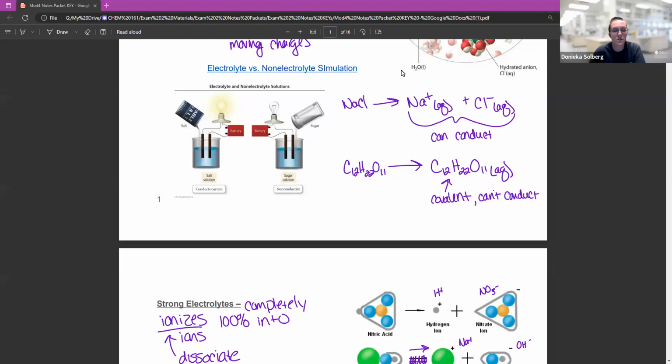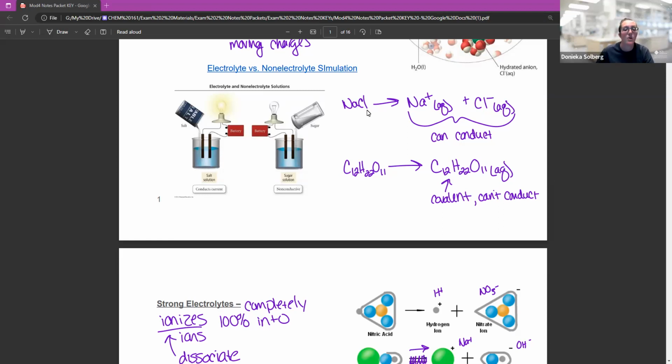Why are some things electrolytes and other things non-electrolytes? So some things can conduct electricity while others can't. For example, salt, when you dissolve it in water, would conduct electricity and you could get a light bulb, for example, to work, conducts current. However, if you dissolve sugar, which is a non-electrolyte, in water, you will not be able to conduct current.